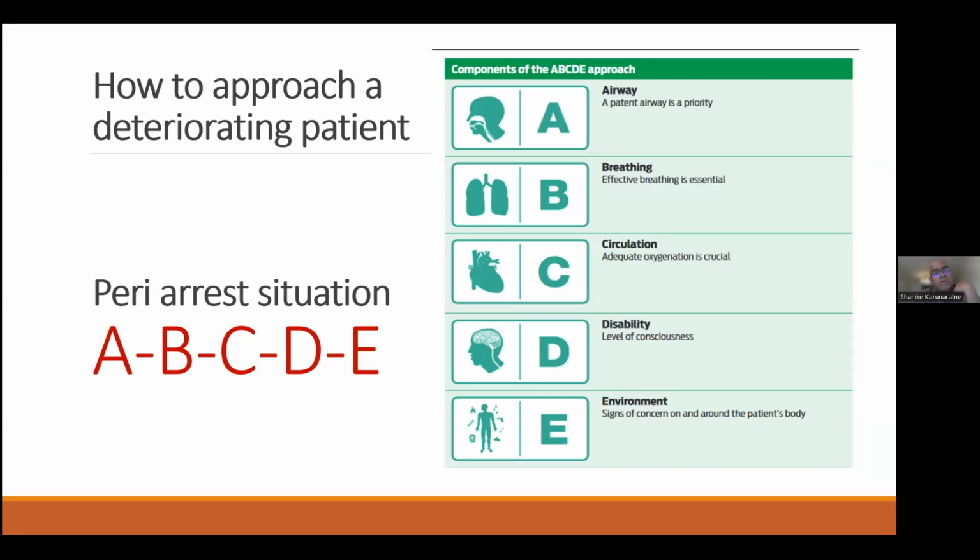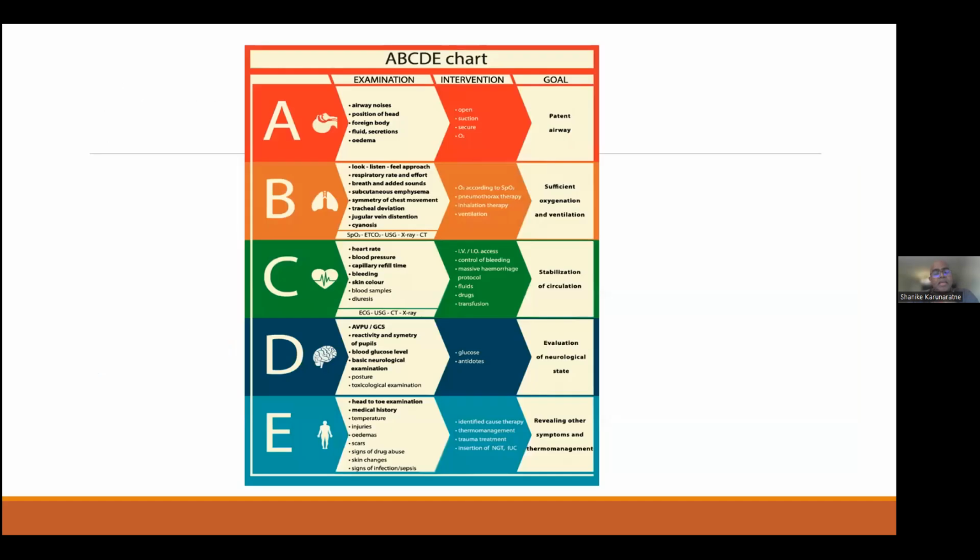So once you hand over a deteriorating patient to your seniors, or once your nurse hands over a deteriorating patient to you as the on-call doctor, what would you do? Again, it's a very easy approach. Maybe the patient is in a peri-arrest situation, or maybe the patient is slowly deteriorating. Always evaluate the patient in a very scientific and methodical manner. That is A, B, C, D, E. So we'll slowly go and see what this A, B, C, D, E is.